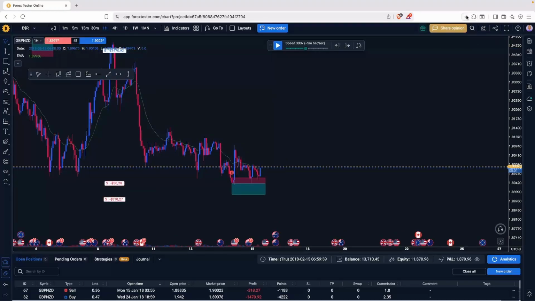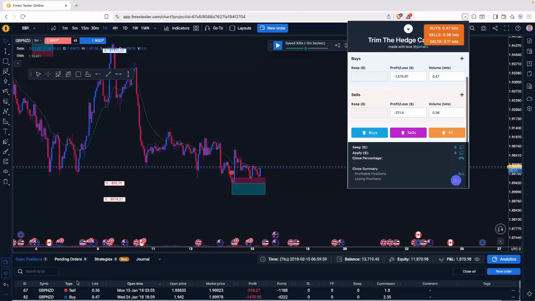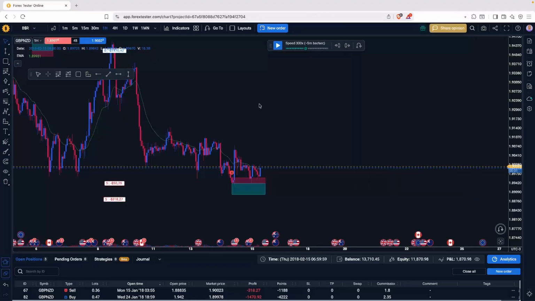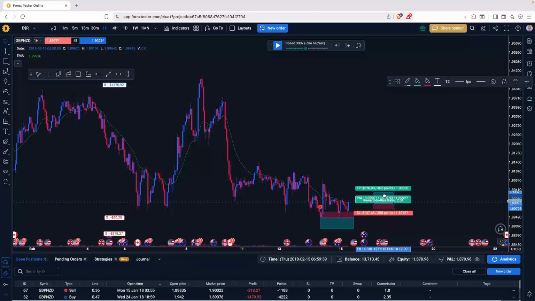Let's see, we have buys of 0.47. Wait, didn't we close out a buy? Did I trim the last time? Because I was supposed to be trimming. I'm wondering. Oh yeah, I trimmed, and that is the delta calculation, sorry. So for the buy side, we have 0.53 available. So we could, let me place a pending stop order here.